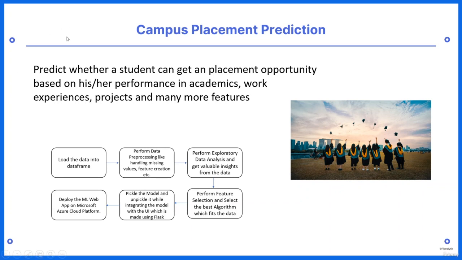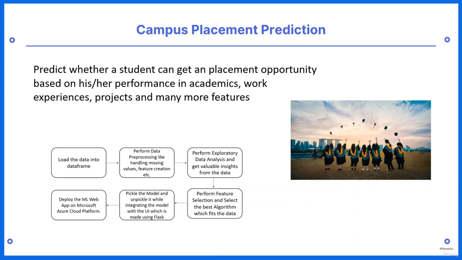So let's look at the workflow of this. We will load the data into data frames, and then we'll perform some pre-processing techniques like filling in the null values and generating new features. After the pre-processing steps are done, we'll query out some valuable insights from the data, and then we'll choose the most appropriate features which are suitable for our machine learning algorithms, and then we will use hyperparameter tuning for setting up the correct parameters for our algorithm.